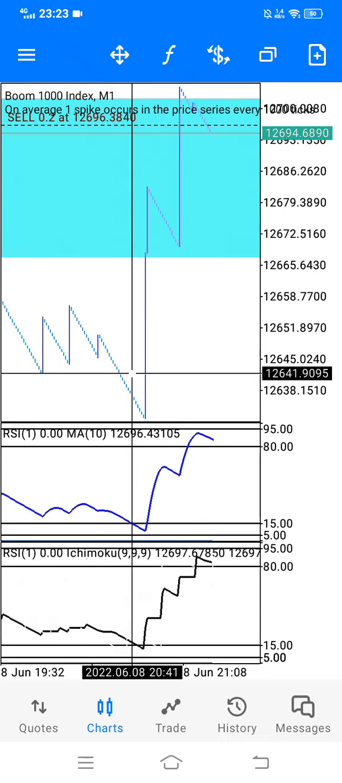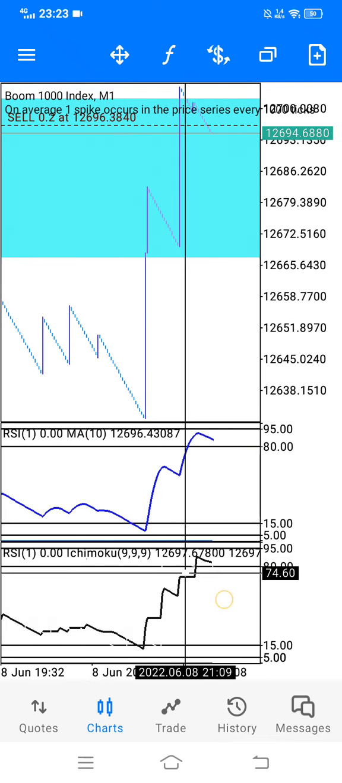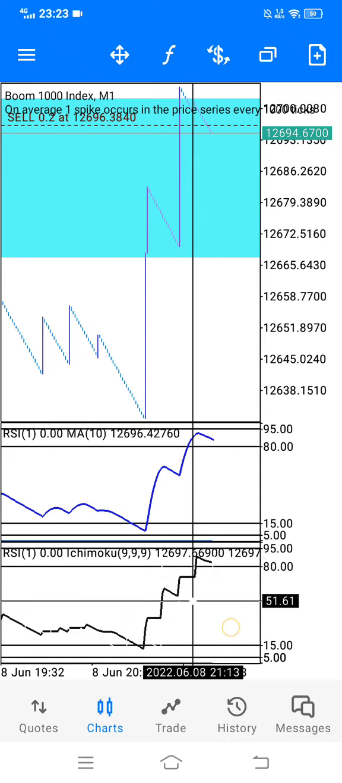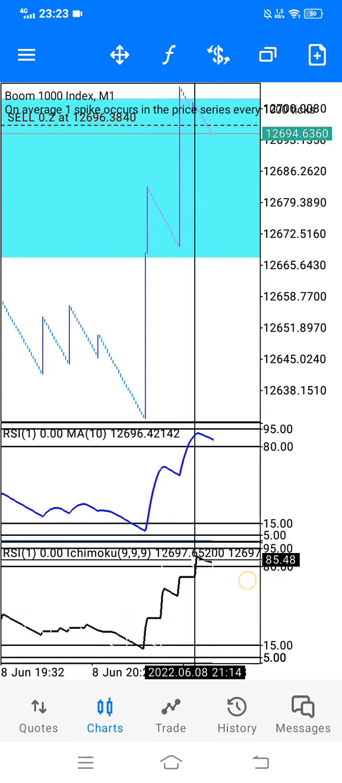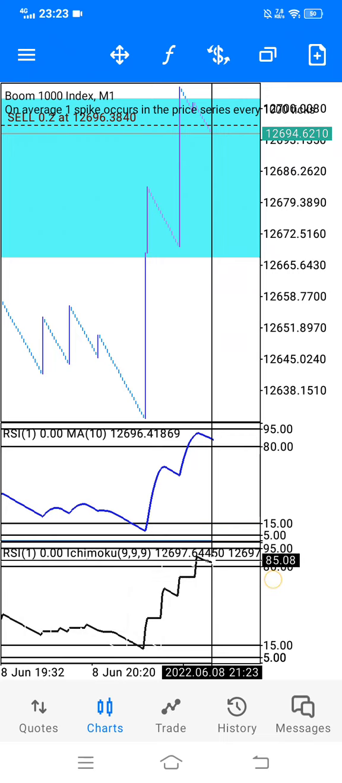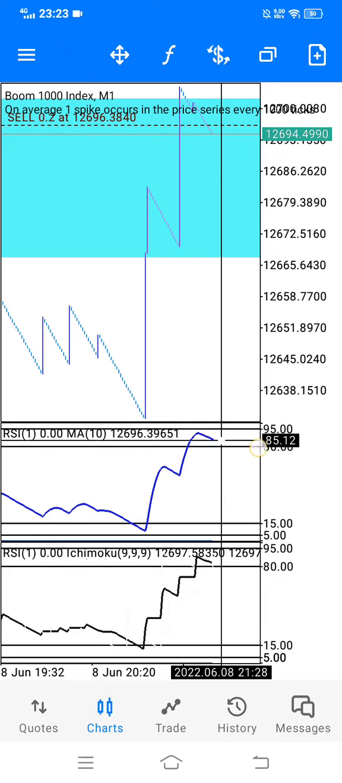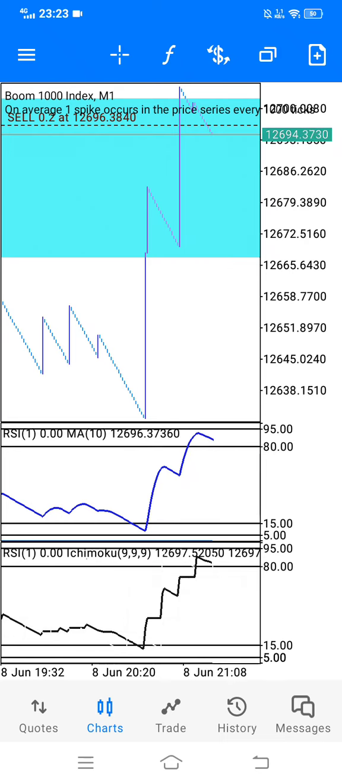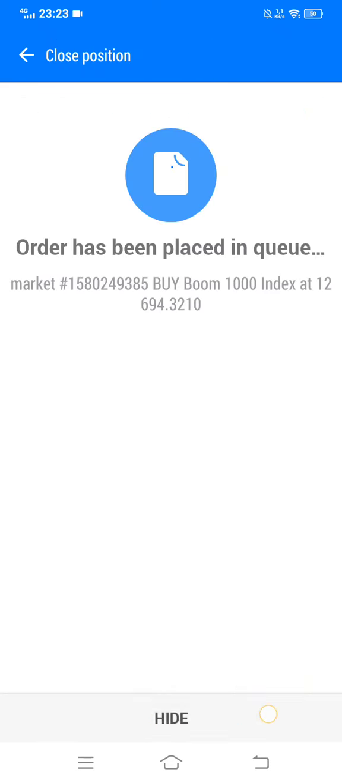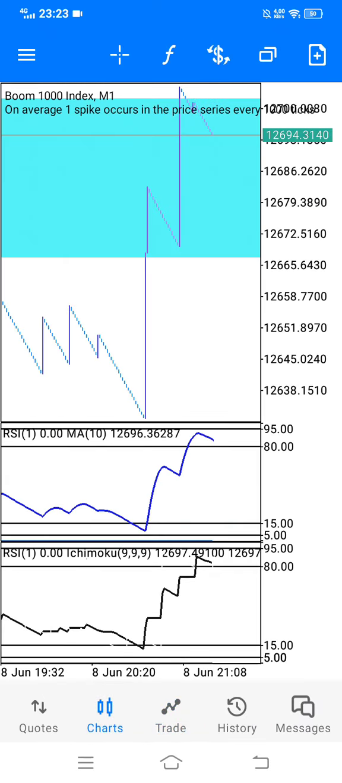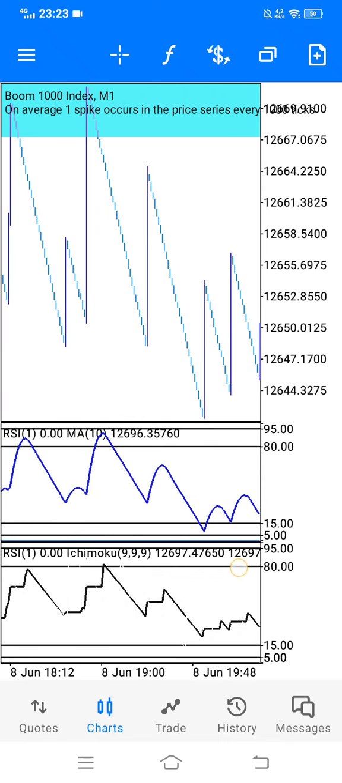This entry was taken a bit prematurely, because what I like to do with the strategy is I like the Ichimoku to be at level 80. I don't like it to be in between these two levels. Level 80 is a much more accurate entry, and the moving average to be in between those levels. So for this sake, because I entered prematurely, I'll just close this out, and we'll look for another opportunity.